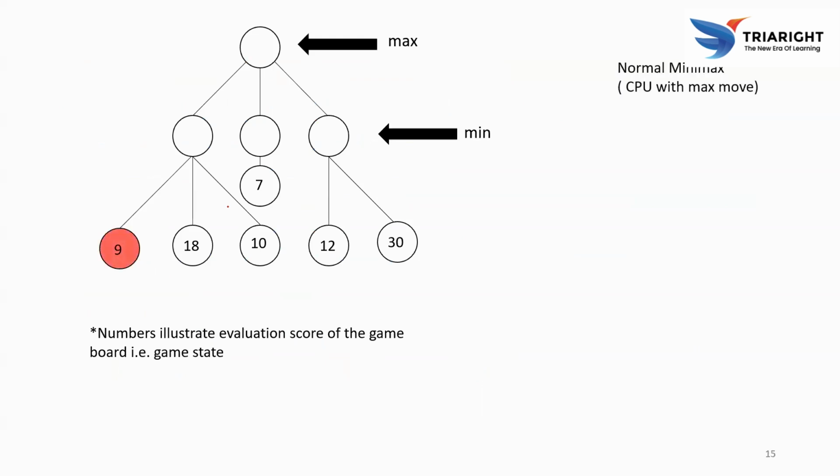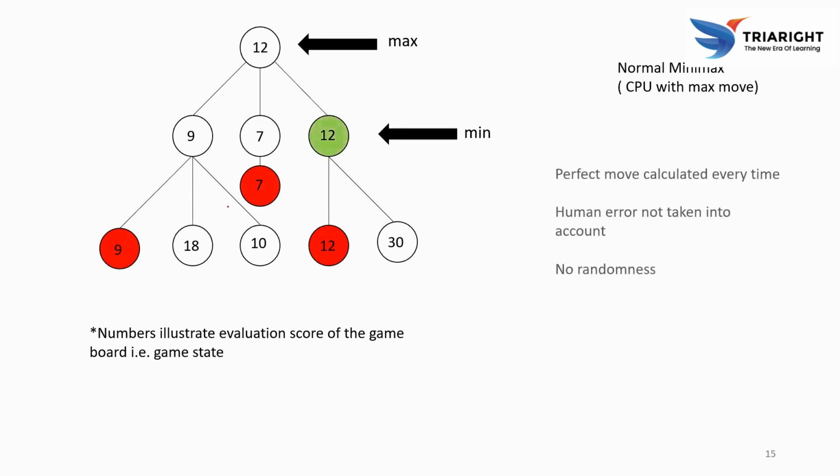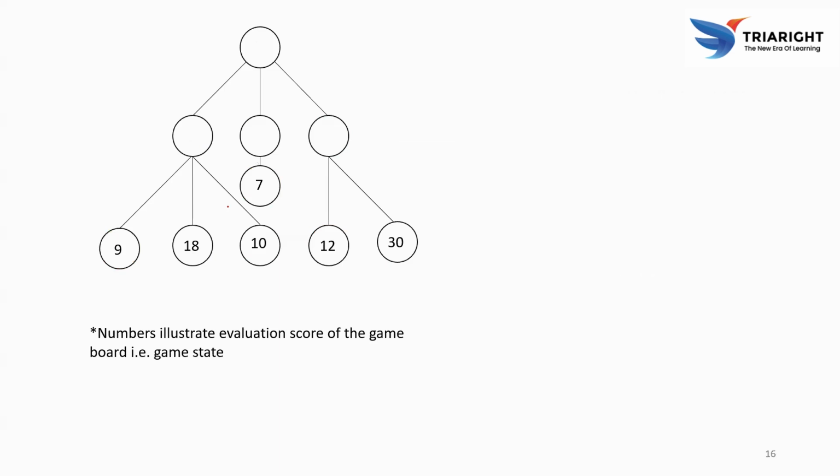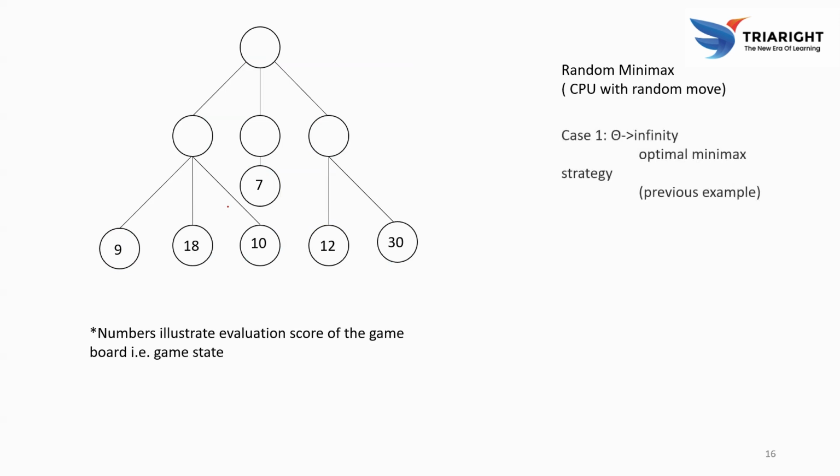So here we can also see an example with random moves. It is a random minimax. It takes the min values from the leaf, so it enters the min values in both subnodes, and of those, the one which has the max value, it takes the 12 to the max node. So the perfect move is calculated, and human error is not taken into account. These are randomness cases. In this random minimax CPU, case one is the optimal maximum strategy and case two is the random strategy for the current move. So it directly entered one value.